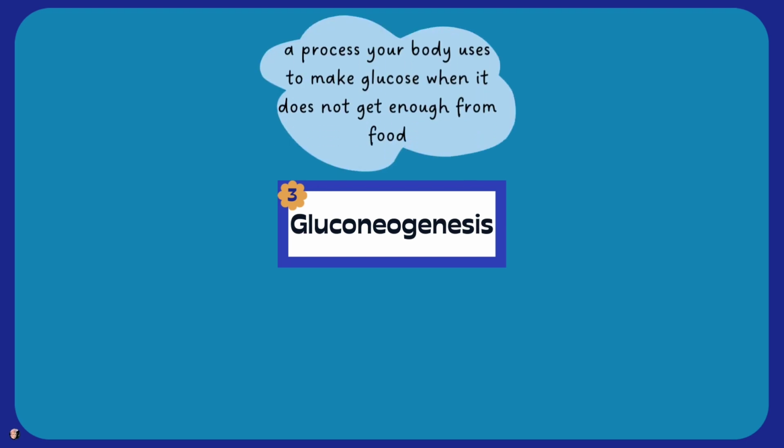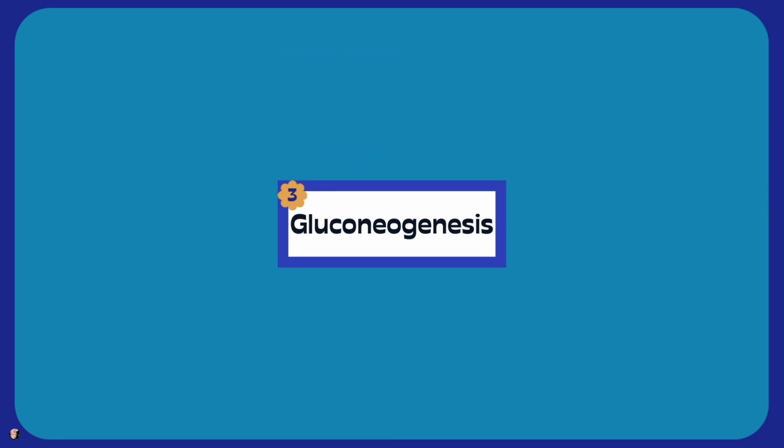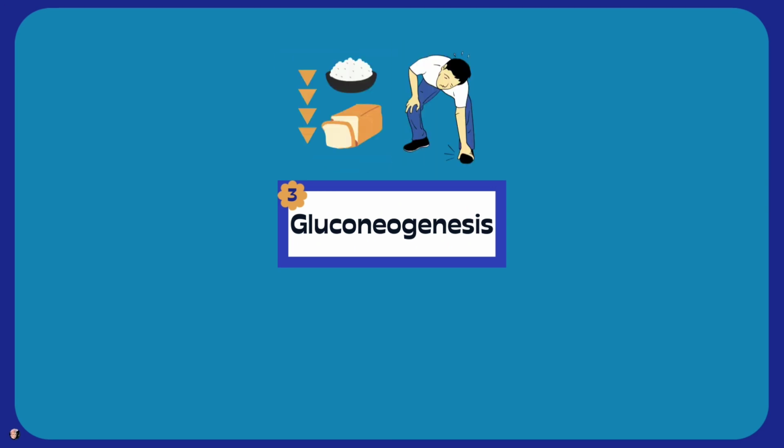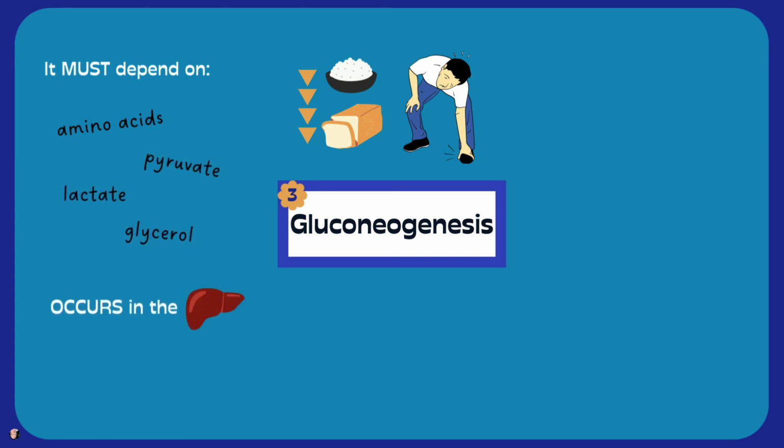Have you ever heard about gluconeogenesis? Gluconeogenesis is a process your body uses to make glucose when it doesn't get enough from food. Since the body does not have enough carbohydrates from food to break down into glucose during this time, it must depend on other molecules such as amino acids, pyruvate, lactate, and glycerol. It occurs mostly in the liver and a bit in the kidney.